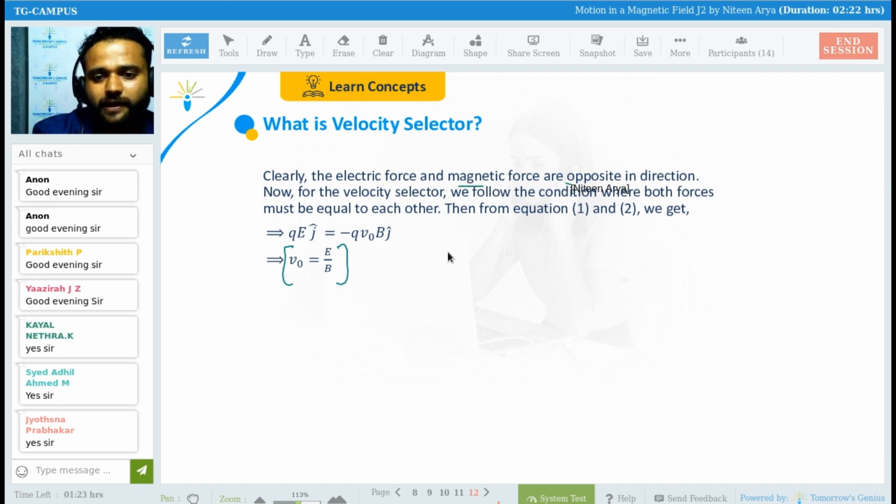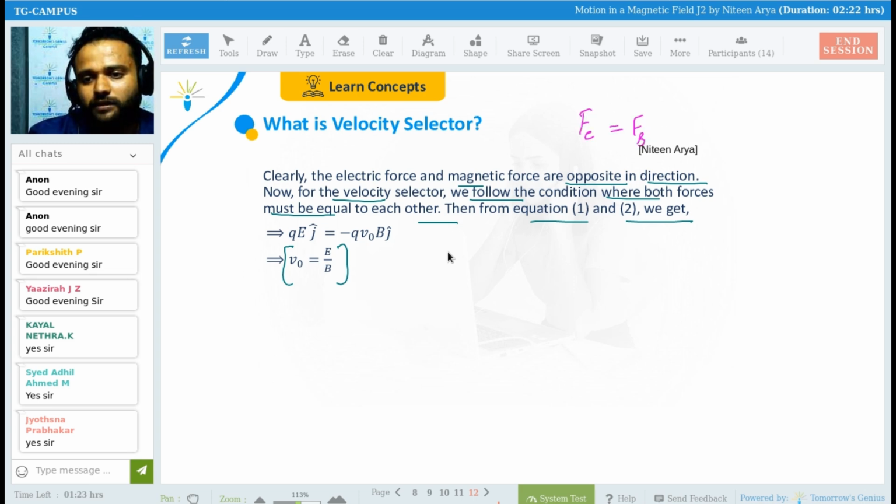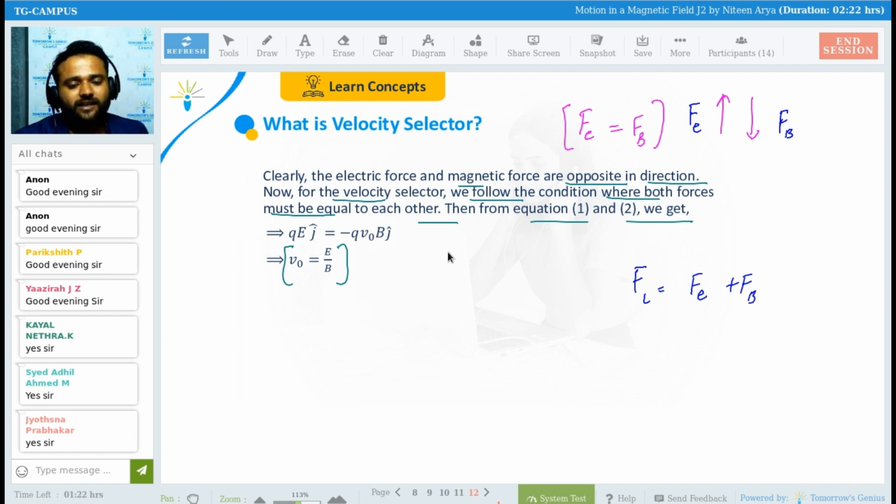Clearly, the electric force and magnetic force are opposite in direction. For the velocity selector, we follow the condition where both the forces must be equal to each other. Then from equation 1 and equation 2, I said it in a reverse sentence. What I said, they write Fe equals Fb. And because both are in opposite direction, the Lorentz force is going to be 0. I said we put Lorentz force 0, which is the summation of Fe plus Fb, and obviously they are going to be subtracted because of the negative sign.